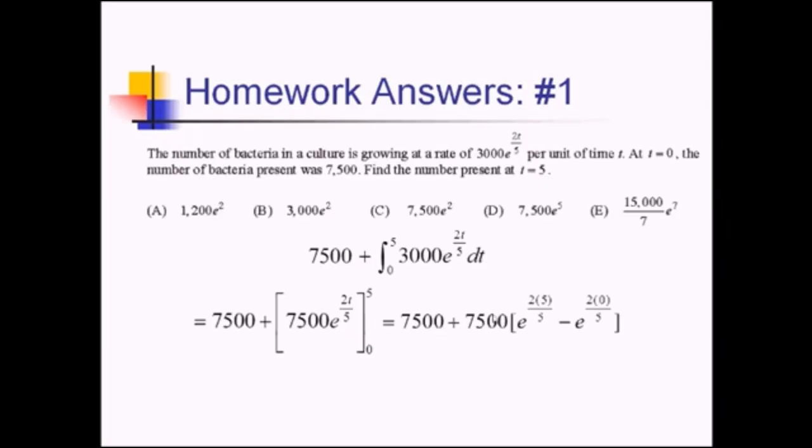Now let's go ahead and just simplify this because all the answers are simplified. So this inside here, this is really e squared. So we have 7,500 e squared, and then this is really just e to the 0, so minus 1. So when the dust settles, we have 7,500 plus 7,500 e squared minus 7,500. These first and last terms cancel, leaving us with just 7,500 e squared, which gives us choice C.